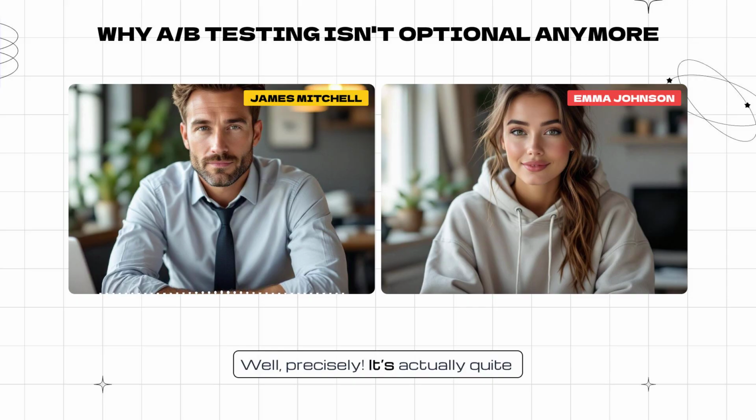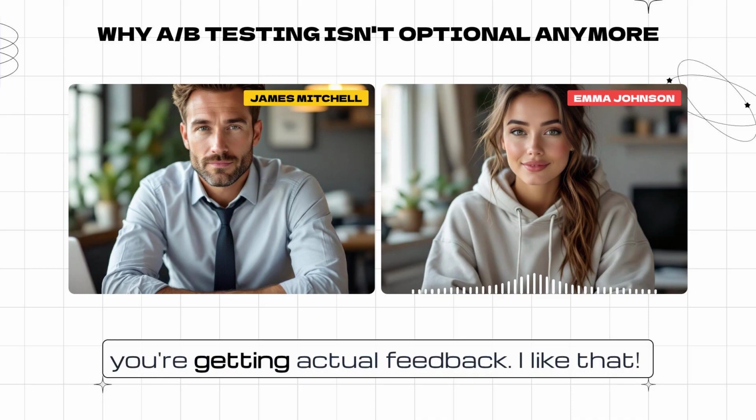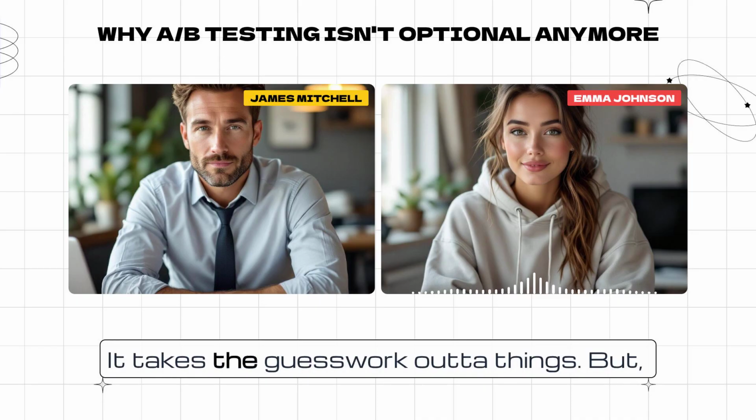Precisely. It's actually quite straightforward when you boil it down. A/B testing, or split testing as some call it, is simply taking two versions of something, say a landing page, an ad, or even an email subject line, and showing one version to half your audience and the other version to the other half. Then you track which one performs better based on your key metric, which for us is typically conversions. It's like asking your audience directly, which one do you prefer? Which one makes you click and buy? Without actually asking them. The data just tells you, doesn't it? Oh, so you're not just guessing anymore. You're getting actual feedback. I like that. It takes the guesswork out of things.